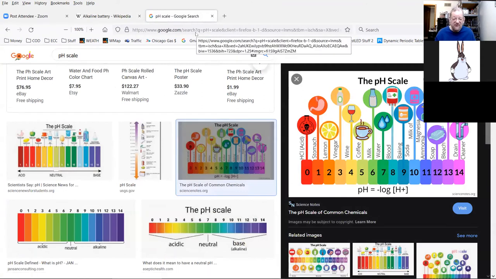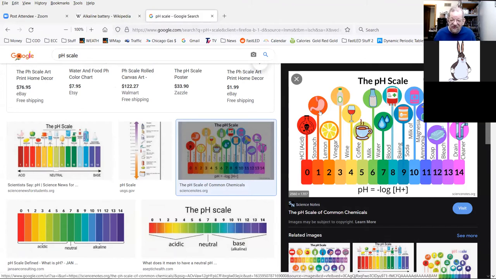Do you see on your screen the pH scale in pretty technicolor? Thank you, Spencer, and everybody else. And let's look at some common things. If you look, your stomach has a pH of 1. Remember, at 7, it's neutral. Below 7, it's acidic. The closer to 0, the more acidic it is. Above 7, it's basic. The closer to 14, the more basic it is.